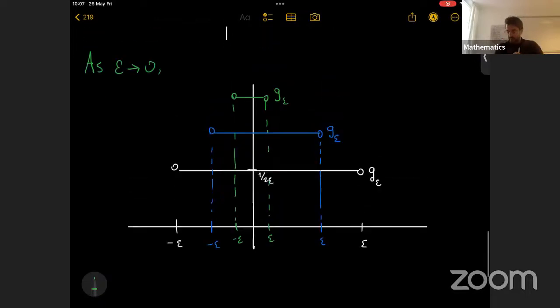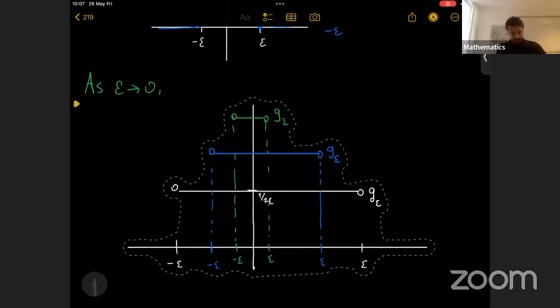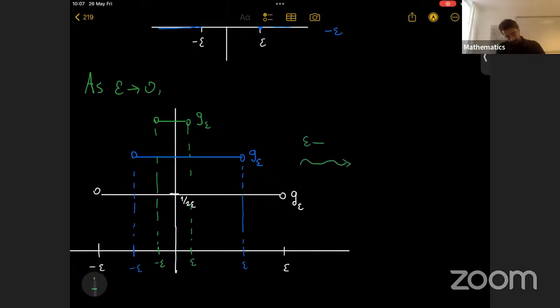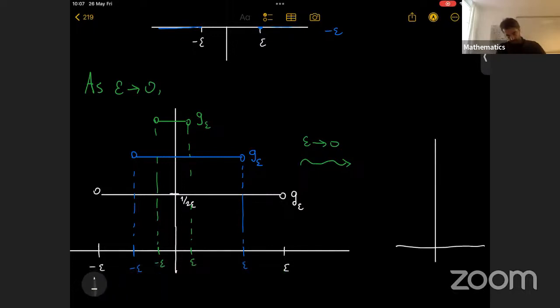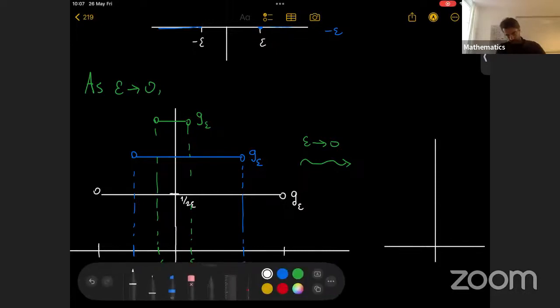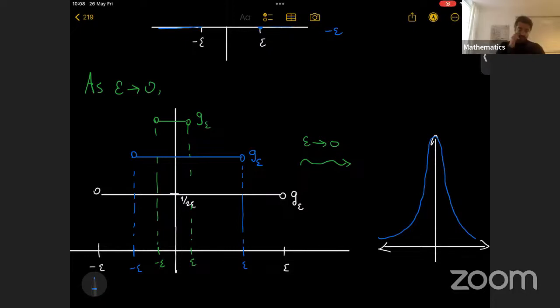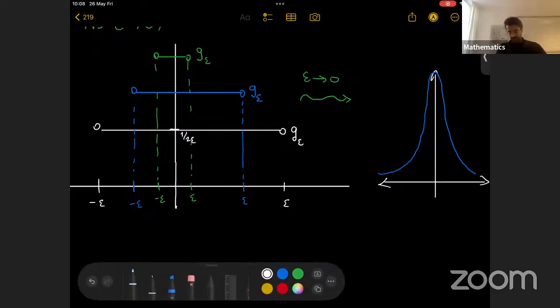Well, in the limit, you will get something like, maybe let's take it on the side here. As epsilon goes to 0, you will get something like that. It's going up very sharp, like this, right? So this is what it looks like as epsilon goes to 0. We have kind of a limit of these functions. Well, we define the impulse function with this limit.